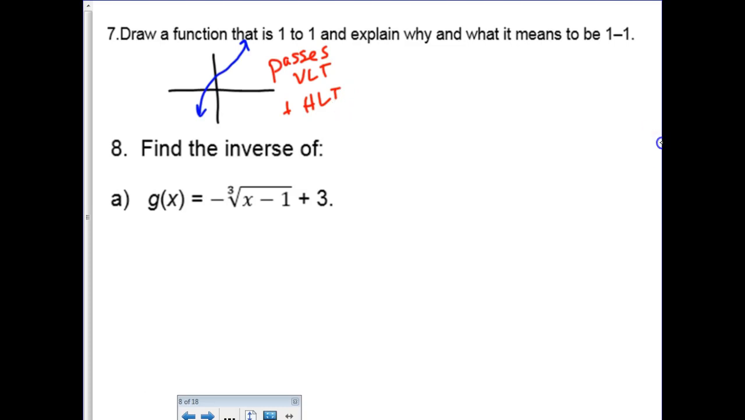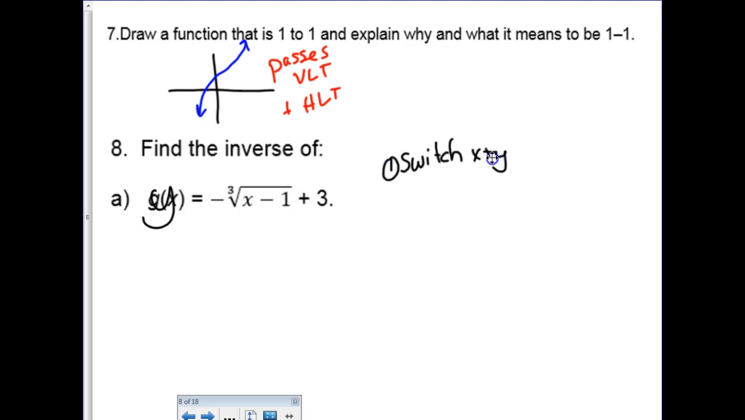And then we're going to find the inverse. So the most basic idea about finding inverses, or any inverse functions, is that the x's and y's switch, which of course means a lot of other things switch too. So we know that this is really y equals negative cube root of x minus 1 plus 3. So when you go to find the inverse, you start by switching the x and y.